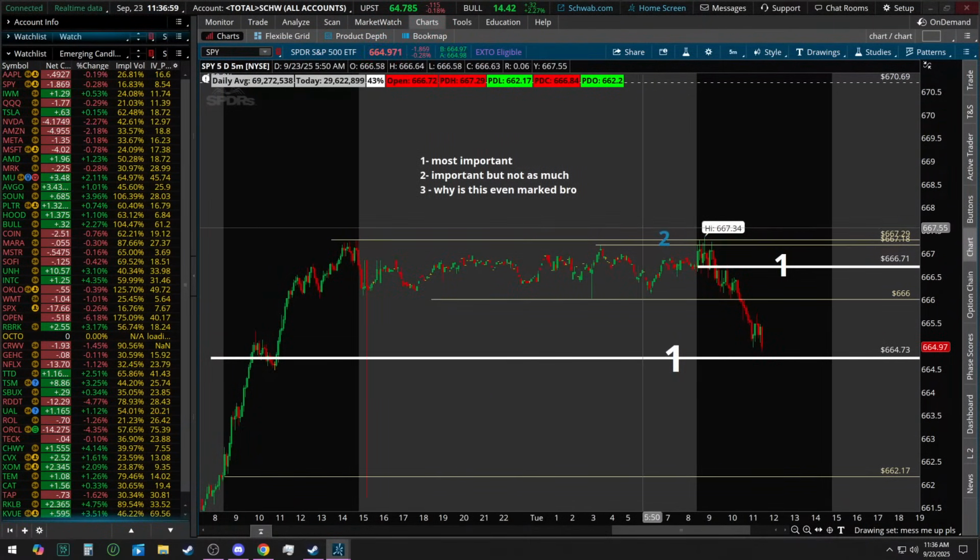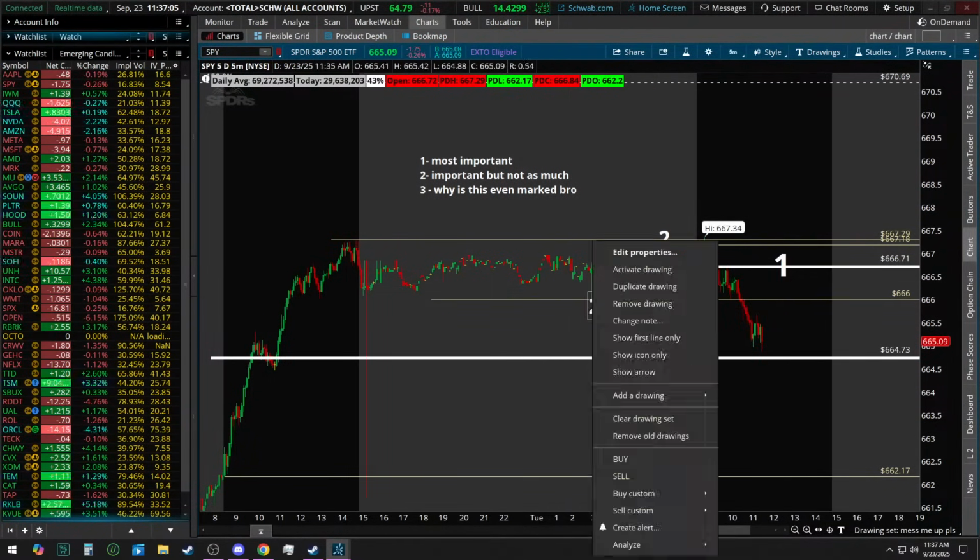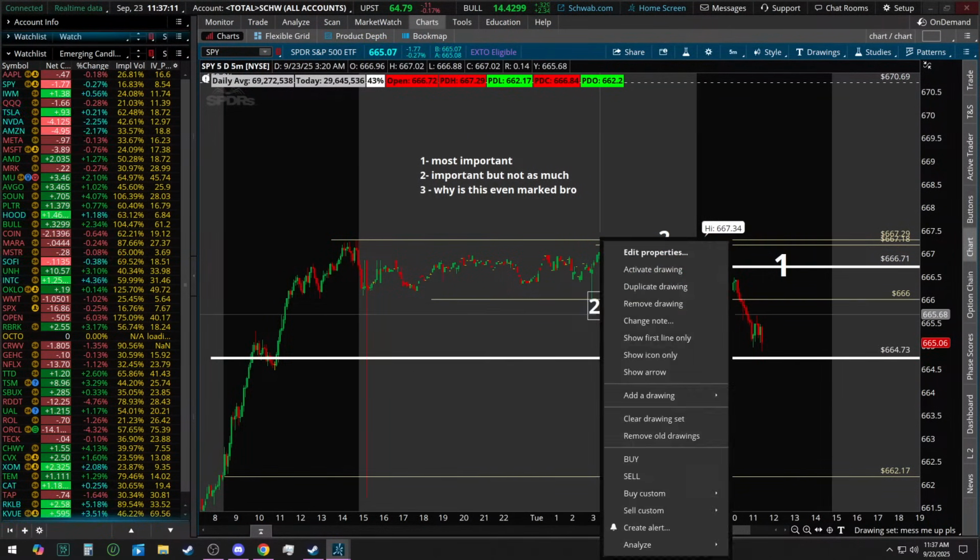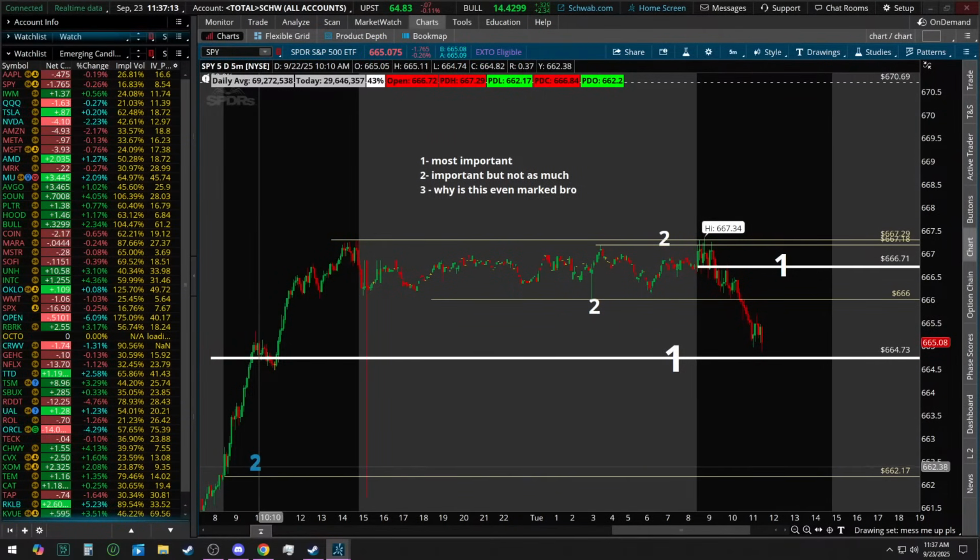So 2 would be like your previous day high, your pre-market high. Your pre-market low would be a 2. And then honestly, wait, where's the 2 at again? Here it is. Your previous day open is also a 2.